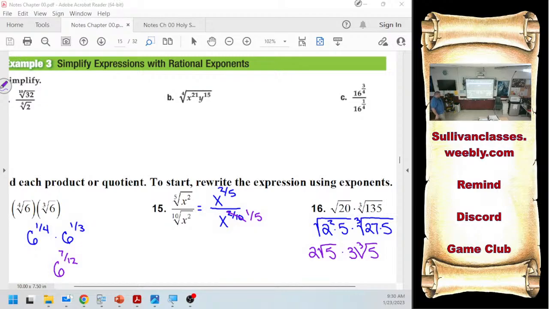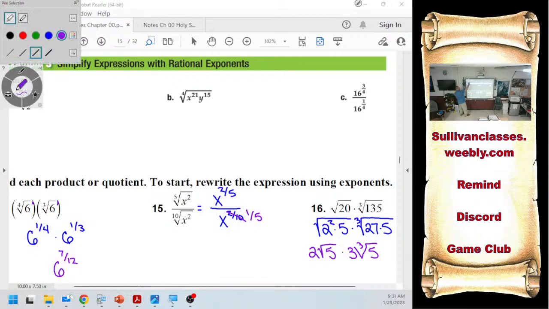I'm betting contestants 1 and 2 are no problem. These both got a little invisible 1 right there. So 6 to the 1/4 and 1/3 respectively. To add them, you need to multiply by 3 and 3, and by 4 and 4. So I'll have 3/12 plus 4/12 is 7/12 as an exponent.